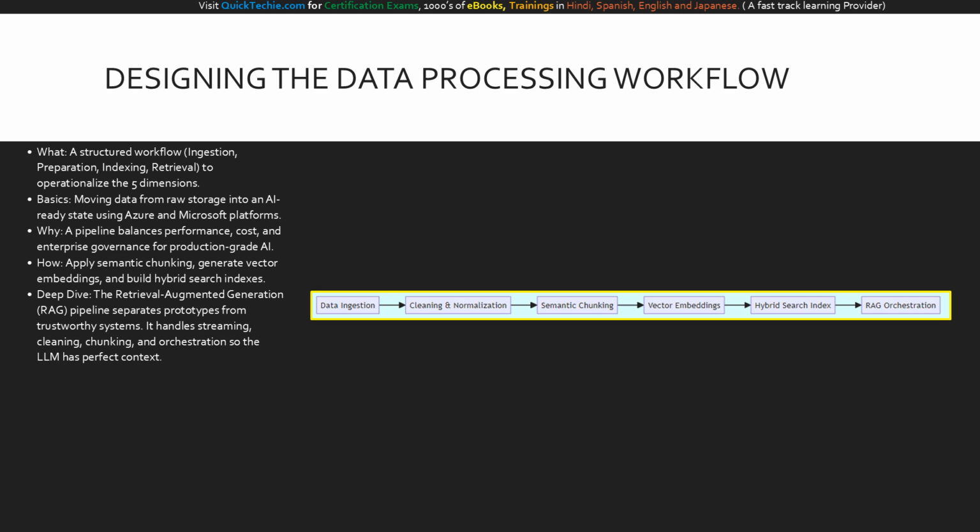Finally, this culminates in RAG orchestration on the right, where the AI dynamically retrieves this perfect context to answer a user's prompt. This linear flow proves that high-quality AI responses are not magic. They are the result of a highly disciplined, multi-stage data engineering pipeline.